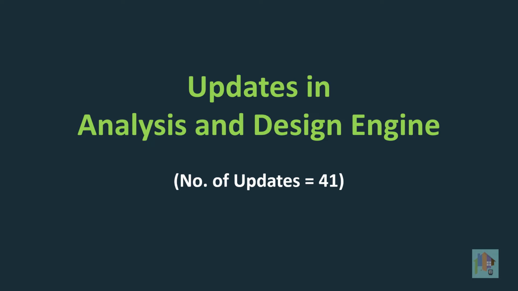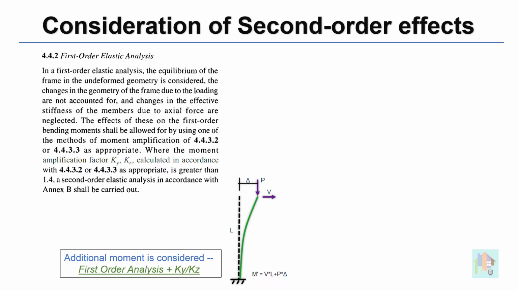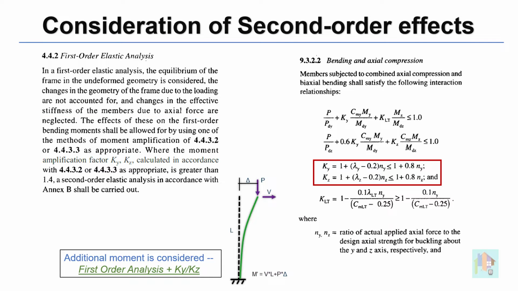Let's start with the updates in Analysis and Design engine. In this version, there are few updates related to Indian code, both steel and concrete, and I want to start with a fix related to IS800 2007. For any steel structure under clause 4.4.2 and 3, code suggests to use first order elastic analysis neglecting any second order effect, and additional moment due to deformation is considered using a moment amplification factor. This factor KY KZ is calculated under clause 9.3.2.2 and used in the axial compression plus bending interaction check.